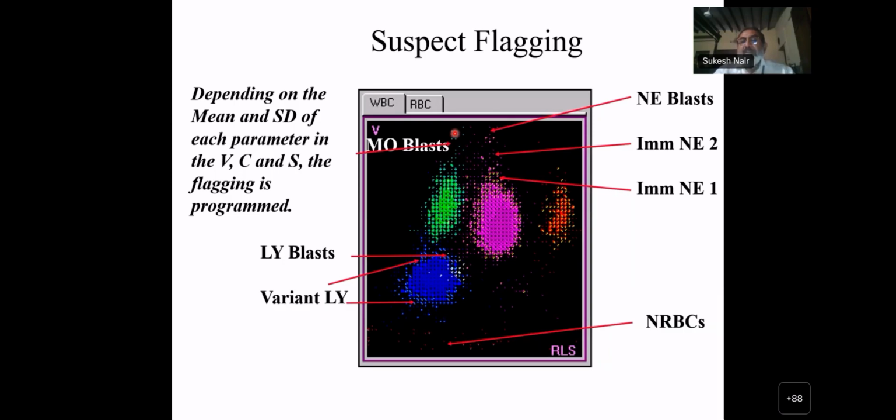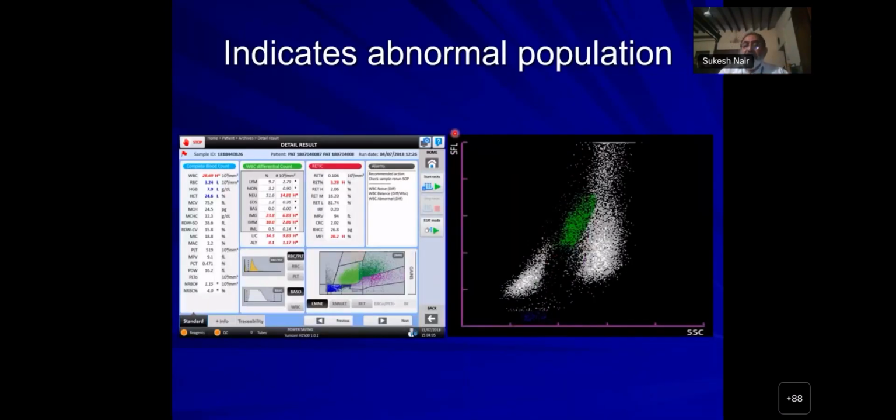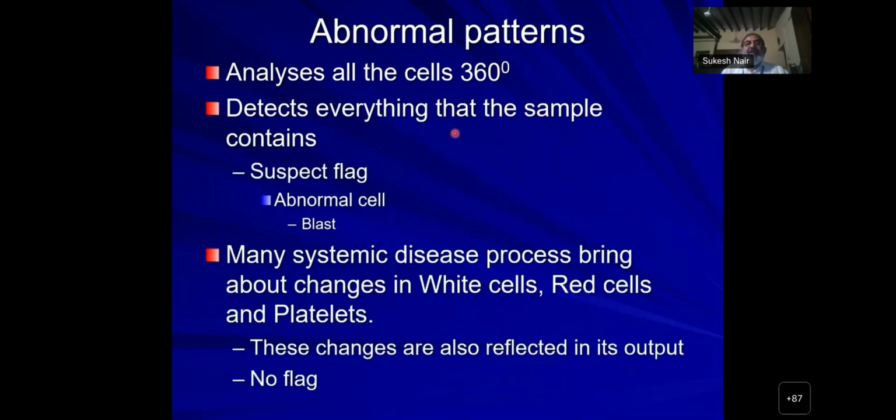They basically tell you that this sample has some abnormal cells. Maybe it's a good idea to look at the blood film. It will tell you what the abnormal population may be. Sometimes it doesn't color it the right way because the abnormal population merges with the normal population. Abnormal patterns are best identified by the cell counter, because you must realize that the cell counter analyzes all the cells in 360 degrees. It detects everything that the sample contains. It will of course give you a suspect flag if there's an abnormal cell like a blast.